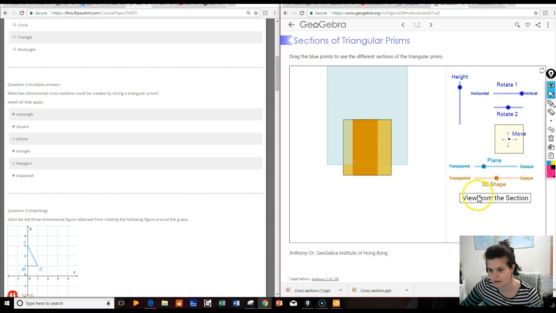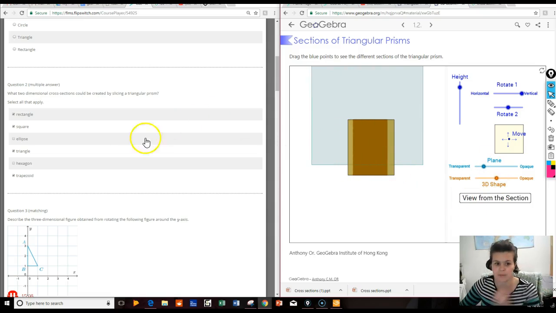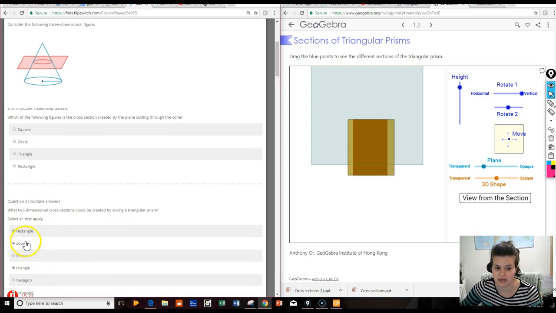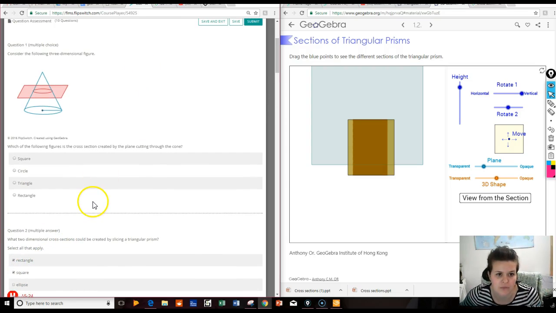I'm just messing around to see if I can grab a picture of it for you. So it could be possible if you had constraints on the length of your triangular prism. And I don't know if they're considering that, so I'll check the answers.